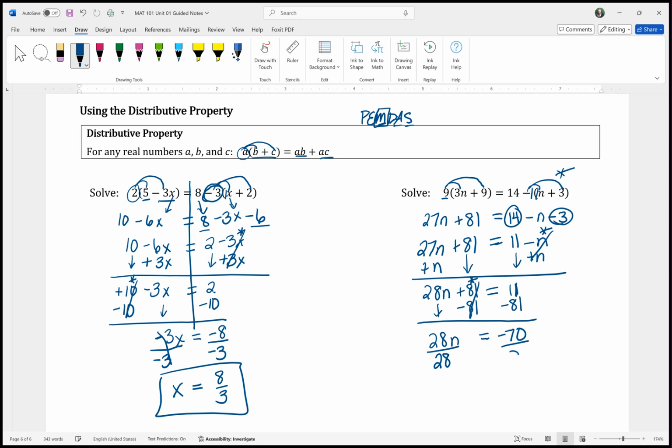Ooh, we got some big numbers in this problem. That's okay. Sometimes that happens. 28 divided by 28 is going to just be n. Okay, so just n there.